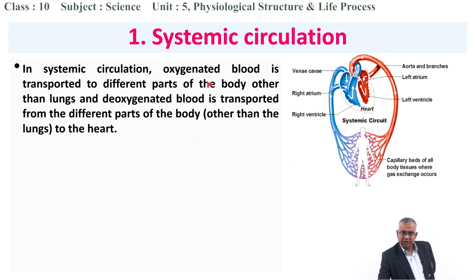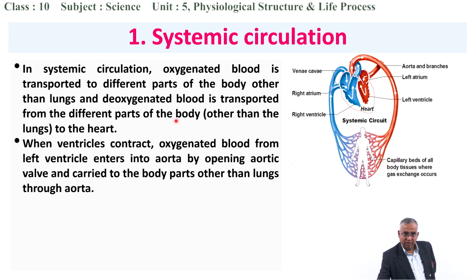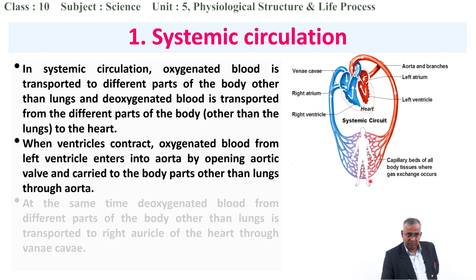In systemic circulation, oxygenated blood is transported to different parts of the body other than the lungs, and deoxygenated blood is transported from the different parts of the body, other than the lungs, to the heart. So from heart to different parts and from different parts to heart. The same thing is elaborated here. Some more things, so the process mechanism is explained here. I don't think it is necessary to repeat again. You can do it. Already I have explained.